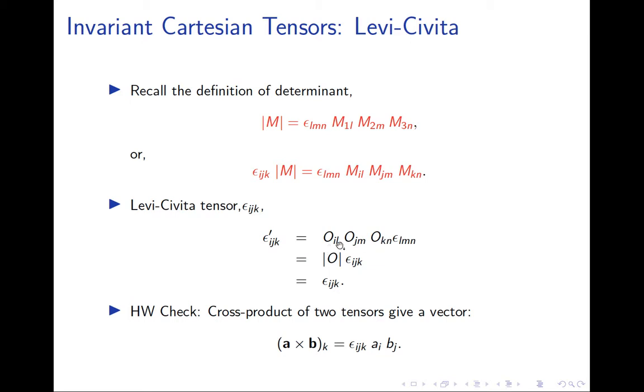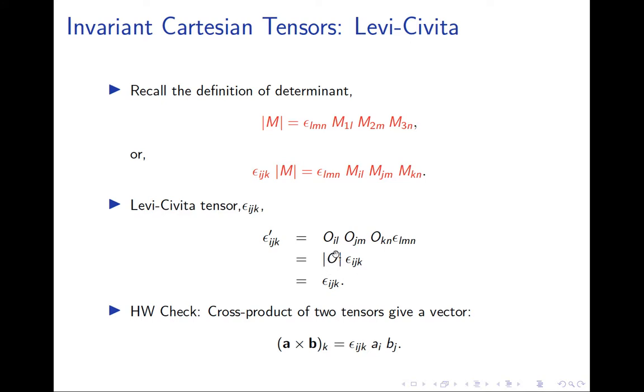But notice that this is exactly the right hand side of the formula for the definition of a determinant, except that instead of matrix elements I have O's. So this must be equal to the determinant of O times epsilon ijk, using this definition of the determinant. So this is the same as that.